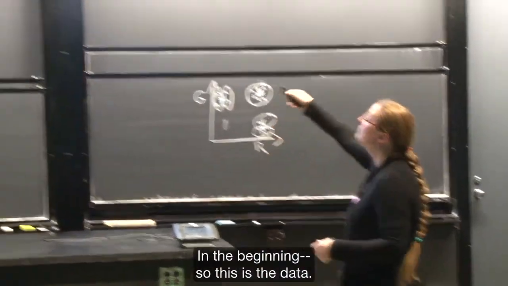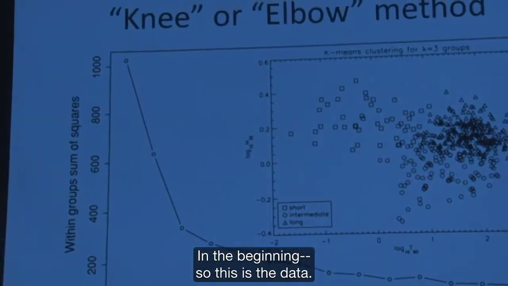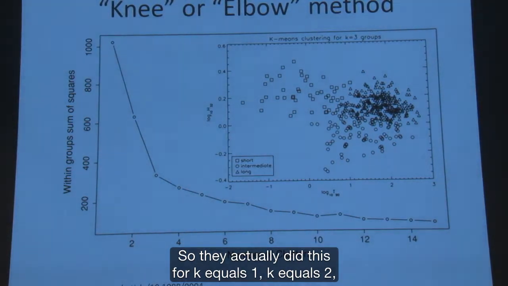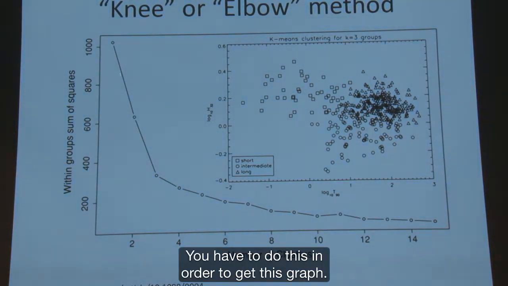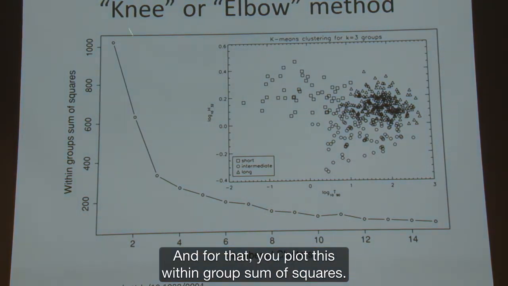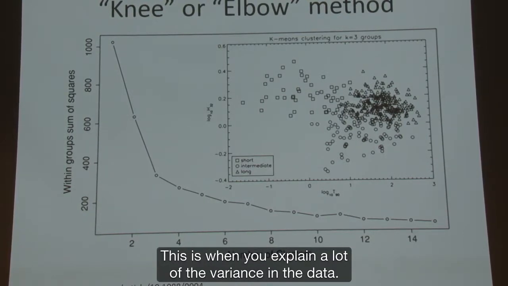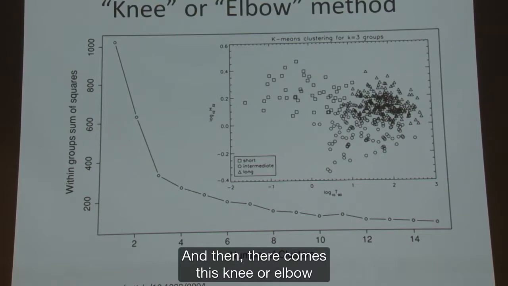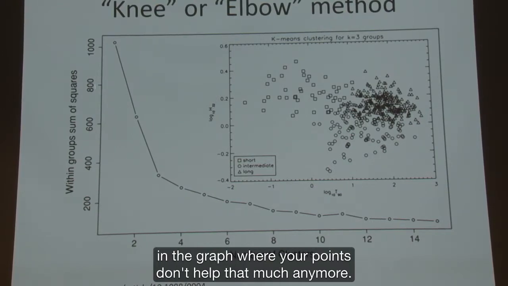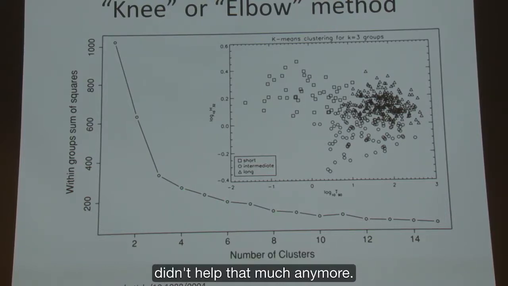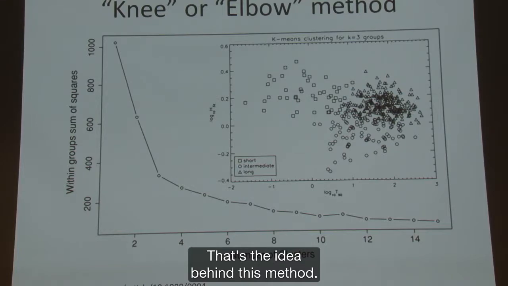And this is the idea. In the beginning, this is the data, and there was just one cluster, right? So they actually did this for k equals 1, k equals 2, k equals 3. You have to do this in order to get this graph. And for that, you plot this within group sum of squares. And you can see in the beginning, it drops a lot. This is when you explain a lot of the variance in the data. And then there comes this knee or elbow in the graph, where your points don't help that much anymore. And this is where you want to choose your k. So k equals 3, because afterwards the k's didn't help that much anymore. That's the idea behind this method.